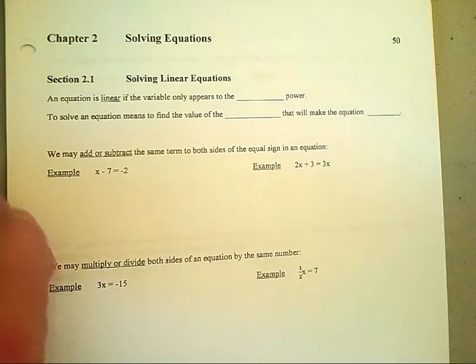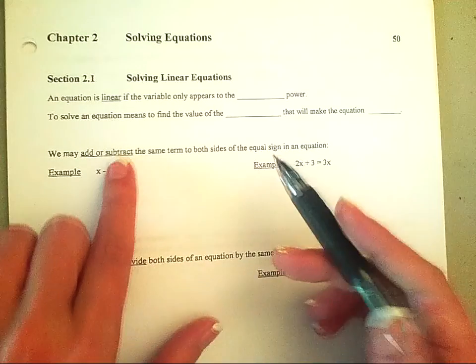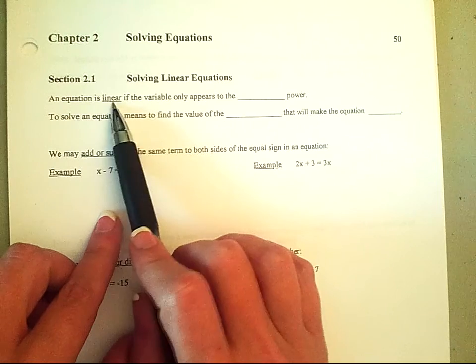Okay, let's start Chapter 2. In Chapter 2, we'll be solving equations, which we've been doing all along. We're going to look at some more difficult ones, but for right now, let's look at some stuff we probably already know. Okay, so an equation is called linear.